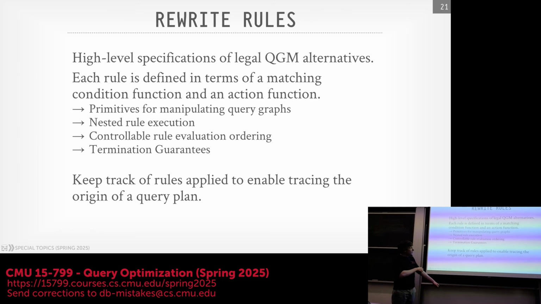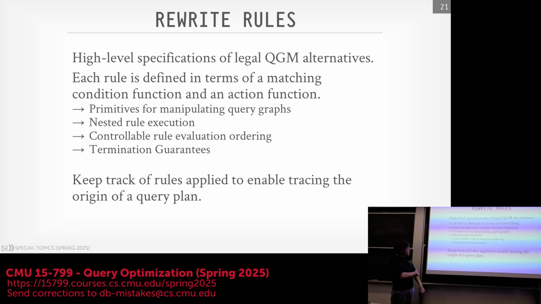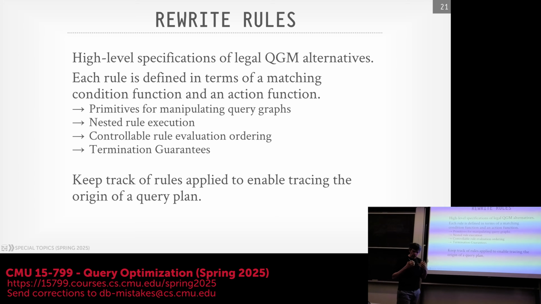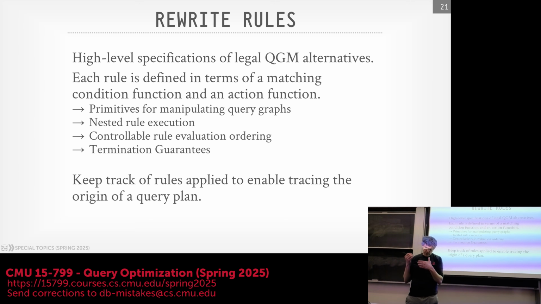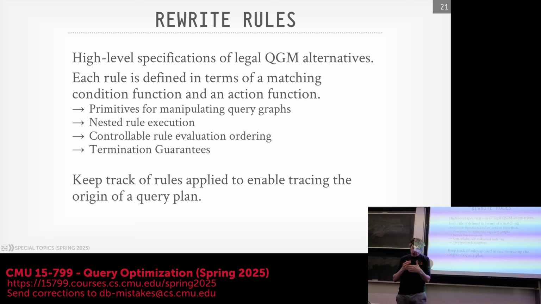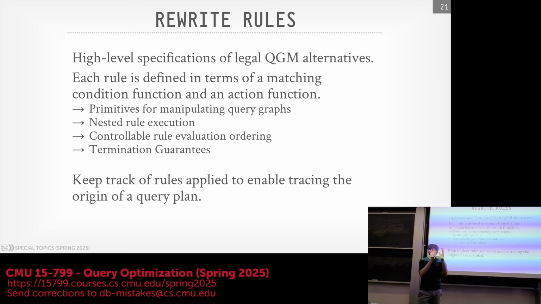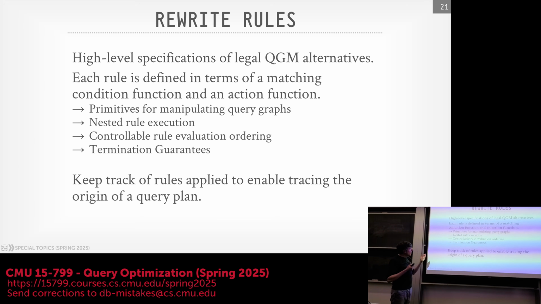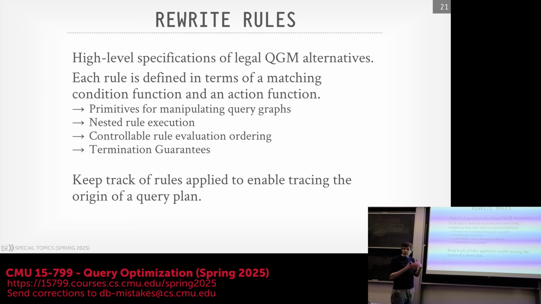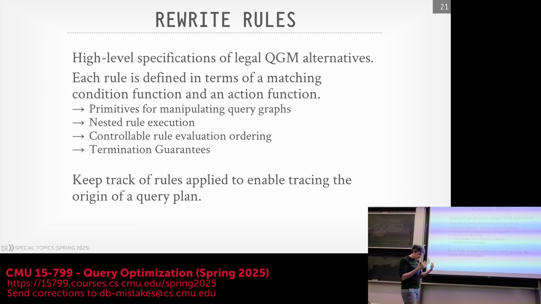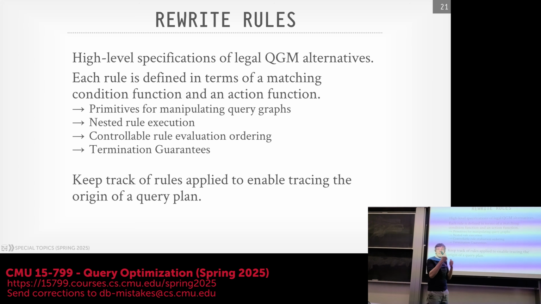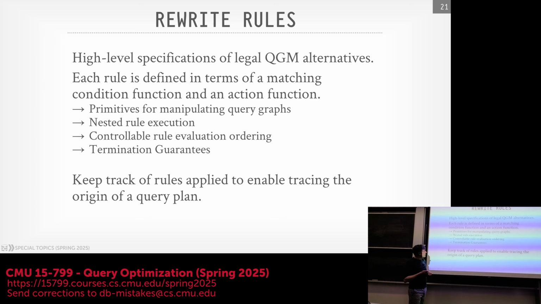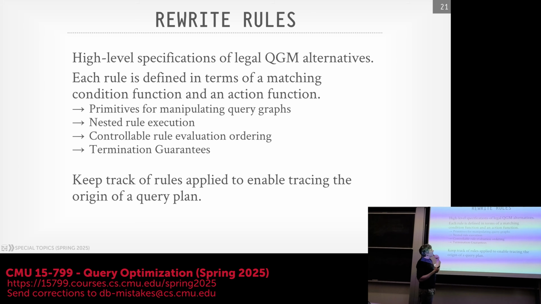All right, so this is cool. This seems like a good idea. So what do these rules actually look like? There are going to be high-level specifications of what are valid or legal query graph model representations or alternatives for any one query graph model. So each rule is going to be defined in terms of the matching condition, like what has to be satisfied as true in my query graph model for me to then apply some action function that goes ahead and makes the change.